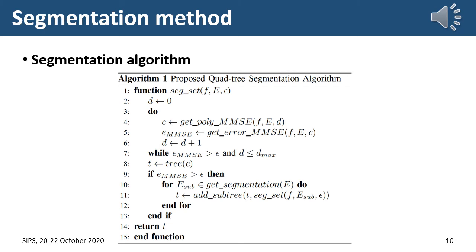As described in lines 4 to 6, the polynomial having the minimal degree and satisfying the maximal error criterion epsilon is determined. This polynomial is saved in the tree as depicted in line 8. If the maximal degree d max is reached and the maximal error criterion is not satisfied, the set is segmented in 4 subsets E sub. The same procedure is applied for each of the 4 subsets E sub as described in lines 10 and 11. The recursive algorithm stops when the maximal error criterion is satisfied.